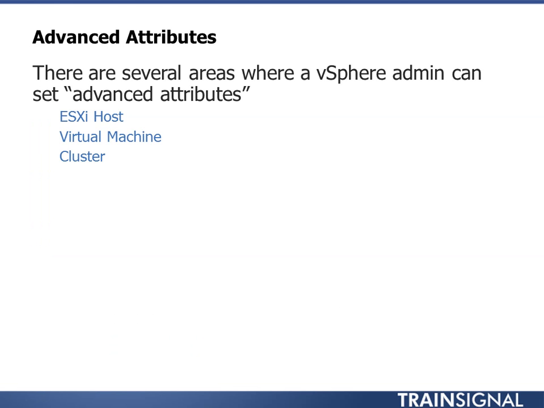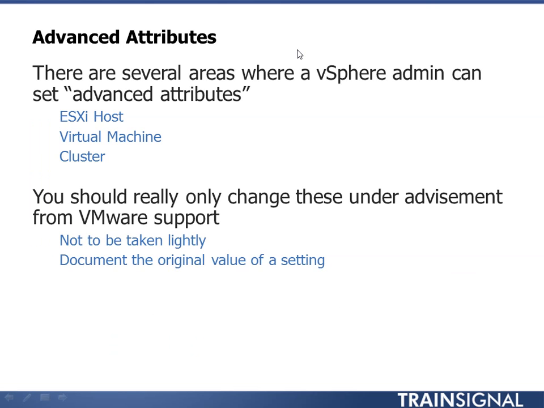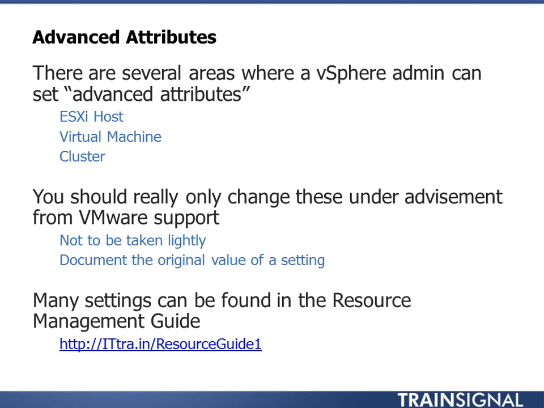Through several areas in vSphere, you can change what we call advanced attributes. You can change them on the ESXi host, on the virtual machine, or the cluster. Normally you only want to do these from VMware support. So don't just willy-nilly change these, and always make sure you document the original setting if there is one. Many of these settings can be found in the resource management guide. We talk about some of these throughout the rest of the course. For the VM, the only one I normally ever change is the typematic delay.